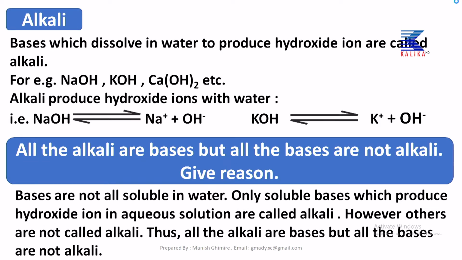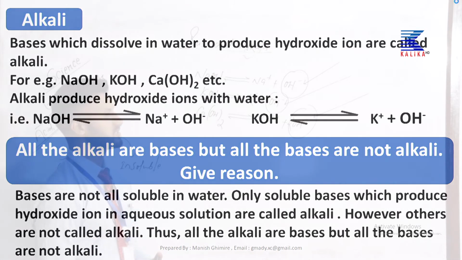Let's move to next part of this, alkali again. I already said everything about alkali. Bases which dissolve in water to produce hydroxide ions are called alkali. For example, sodium hydroxide, potassium hydroxide, calcium hydroxide, etc. Alkali produce hydroxide ions with water. The same reactions I mentioned just before. When sodium hydroxide is dissolved in water, sodium ion and hydroxide ions are formed. Likewise, same thing happens with potassium hydroxide.